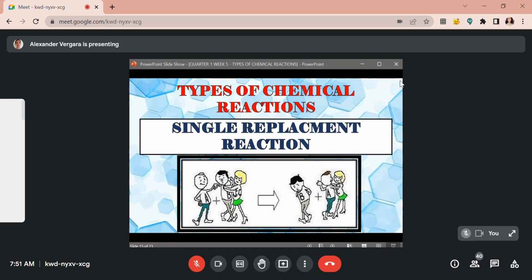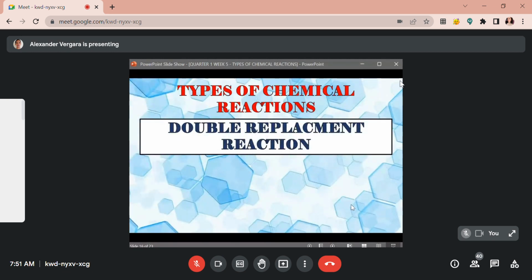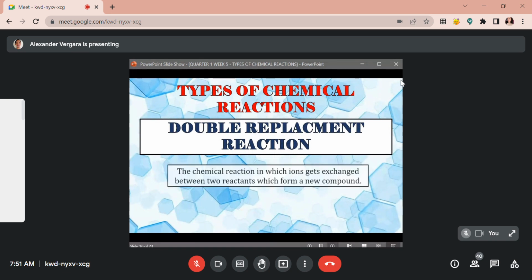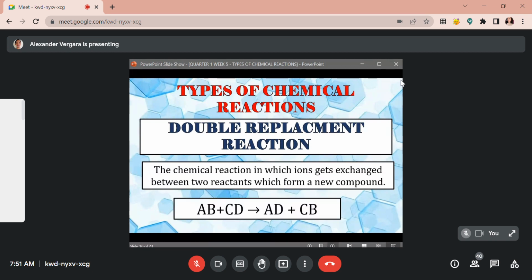Okay? Next, let's get on with the double replacement. With the double replacement reaction, we have a chemical reaction in which ions get exchanged between two reactants which form a new compound. For example, A and B are together, and C and D. Then the reaction is A and D are together, then C and B are together.